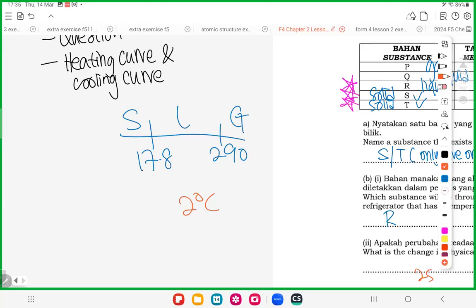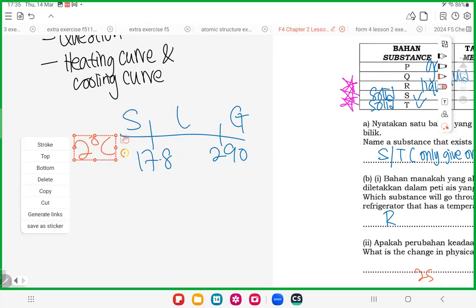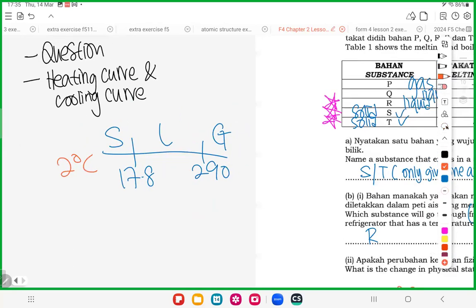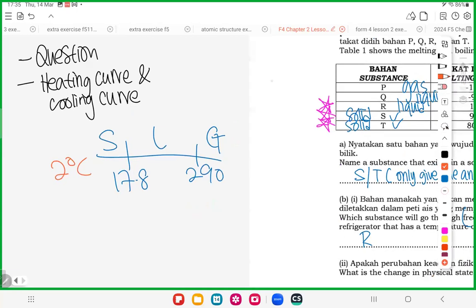Okay, so now, where is 2 degrees Celsius? Here, 2 is lesser than 17.8, so it should be a solid. Correct. So substance R is a solid at 2 degrees Celsius. Looks good, sounds good. Look at substance S.